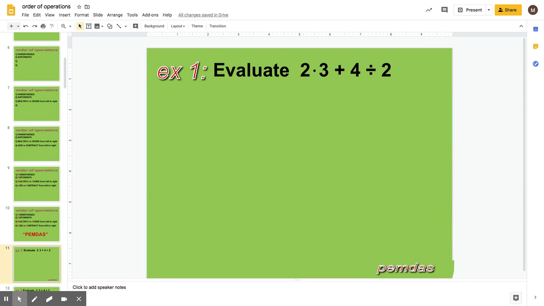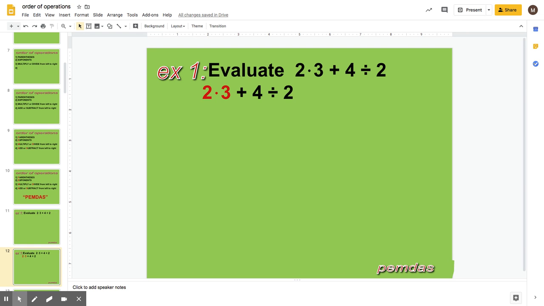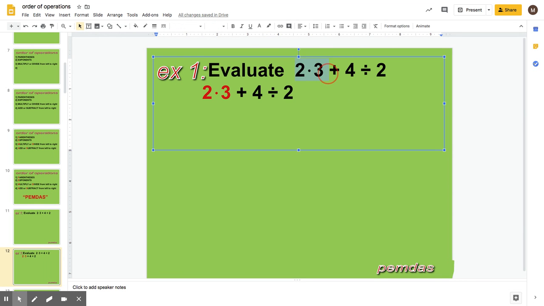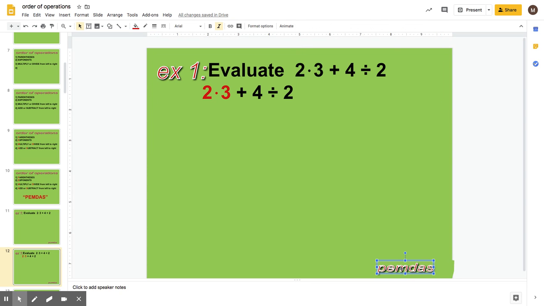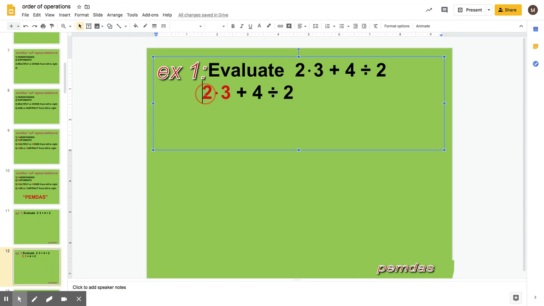Here's one example for us to try. So evaluate 2 times 3 plus 4 divided by 2. 2 times 3 is the first thing that we're going to do. The reason is because that comes first. The order of operations states that we need to work from left to right when we have multiplication and division. So I notice that here is a multiplication, so I will do that first. So that's why I emphasize here the color.